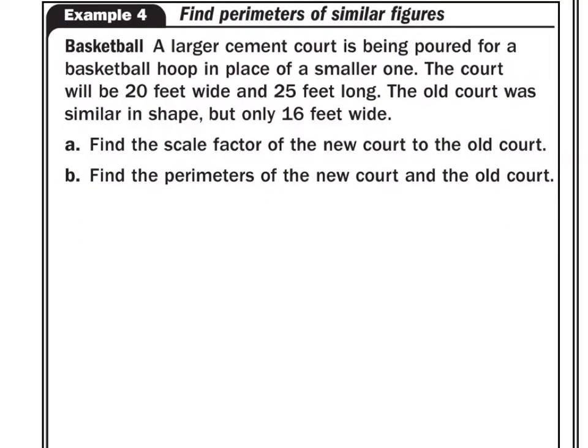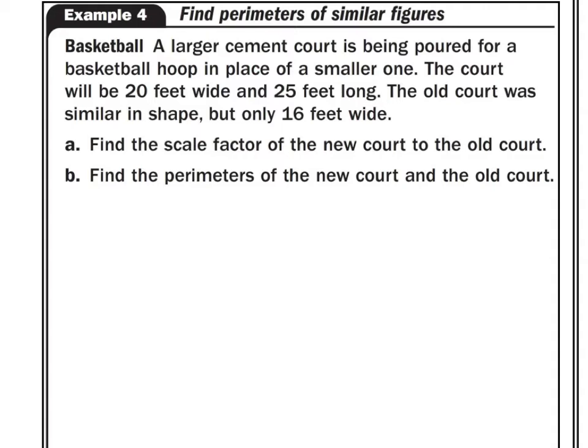Now, let's take a look here at an example. It says, find the perimeter of similar figures. A larger cement court is being poured for a basketball hoop in place of a smaller one. The court will be 20 feet wide and 25 feet long. The old court was similar in shape, but only 16 feet wide. Find the scale factor of the new court to the old court, and then find the perimeters of the new court and the old court.